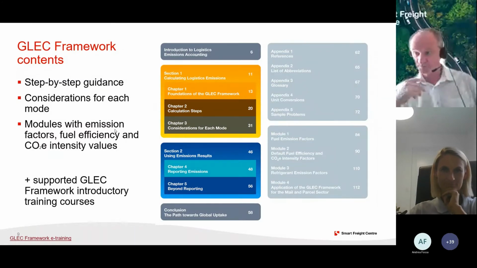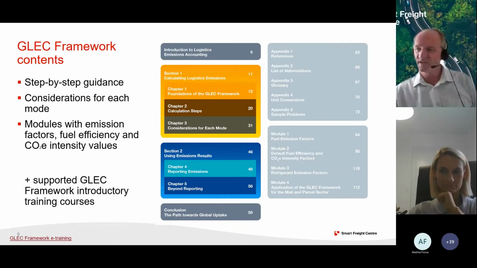Alongside the core content for the calculation and reporting, we also have a number of appendices and modules which provide a lot of reference data for calculation. Things like standard emission factors, and then fuel and CO2 equivalent intensity values for different types of transport. And we explain a little bit about why they're there in due course. At Smart Freight Centre, we do also provide some training courses, and I've got a slide on that at the end for those who wish to know more.